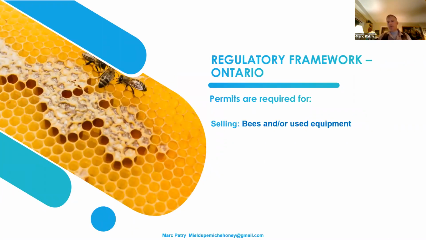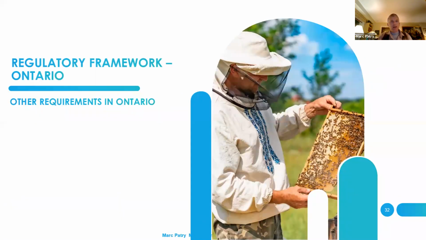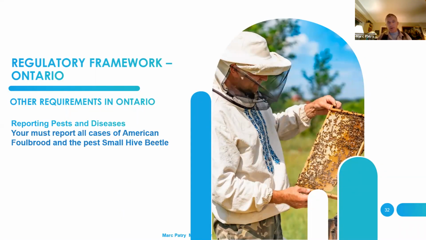So you also need a permit if you're going to be selling bees and or used equipment. So if you're buying equipment, you should be able to ask for a permit. Other requirements, you should also report diseases. There's just 2 diseases that you must report. One of them is foulbrood, American foulbrood, which is a pretty serious one. Once your bees have it, it's pretty hard to cure them from that, and it's very contagious. So it's a disease you don't want to spread around. I've never seen it. It's pretty rare, but it happens.